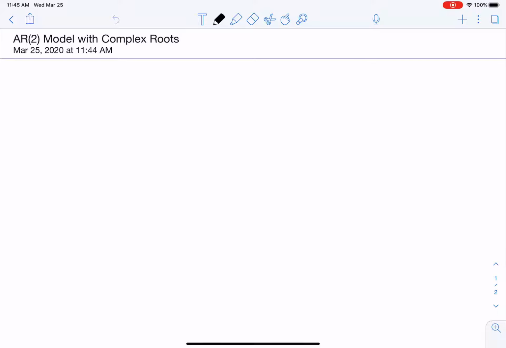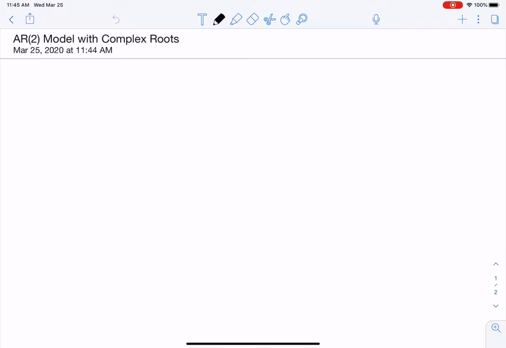So this is an AR model with complex roots, and it is certainly going to be complex for sure. Can you imagine that? All right, moving on.